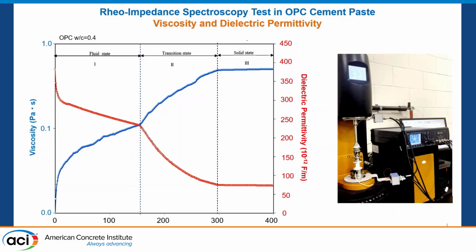In the transition state, the fluid to solid transition, we see that viscosity increases at a higher rate, while the dielectric permittivity decreases at a higher rate as well. Once the material reaches the final setting and we have the solid state, the viscosity readings are constant and the dielectric permittivity readings are constant. So we see a good correlation here between the viscosity and permittivity values.